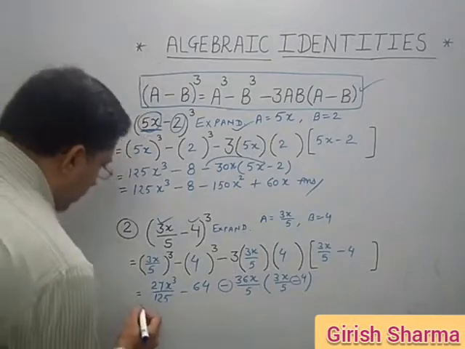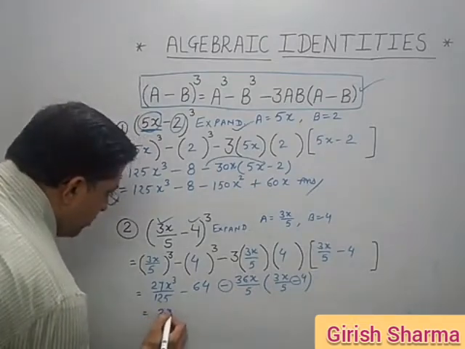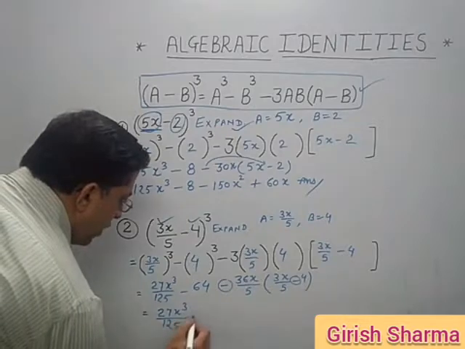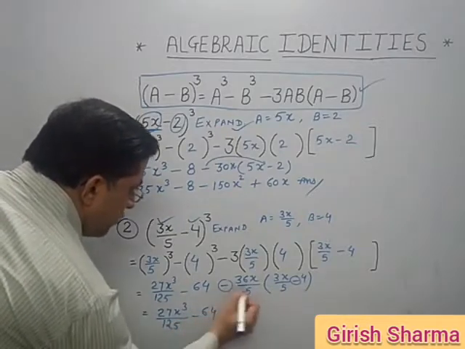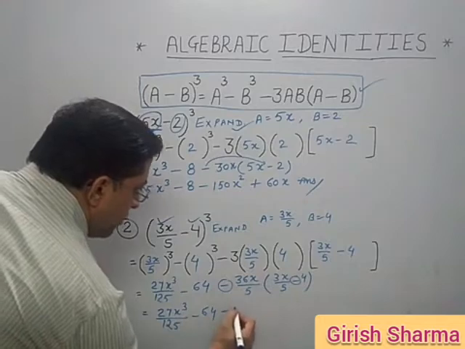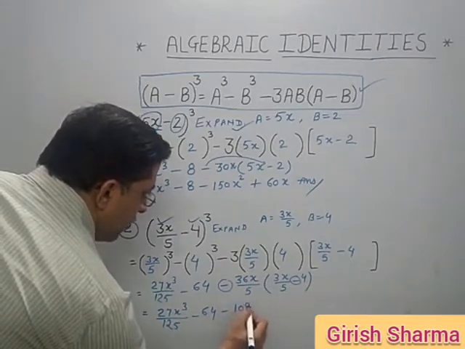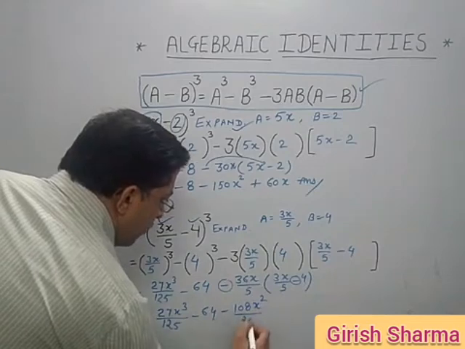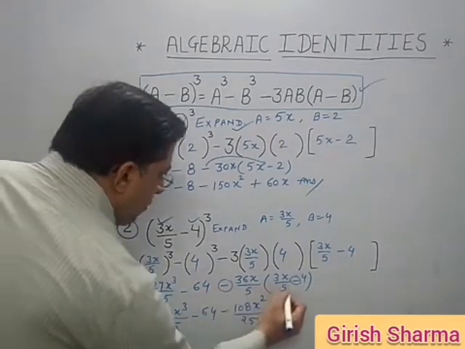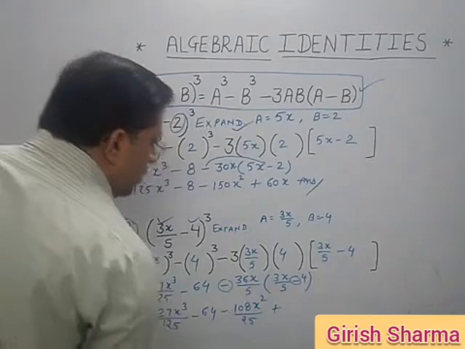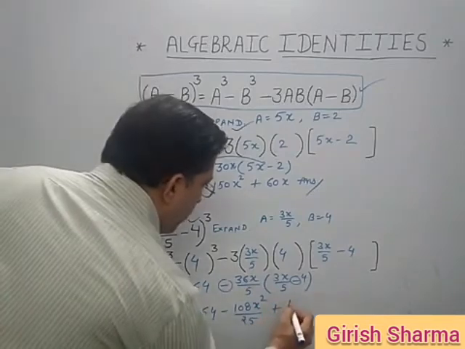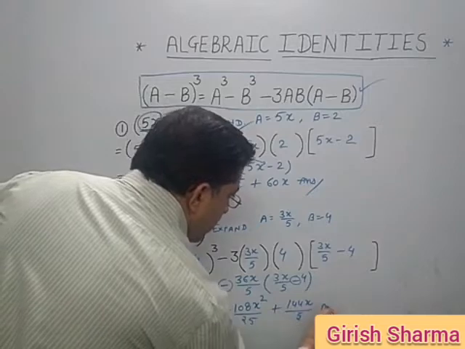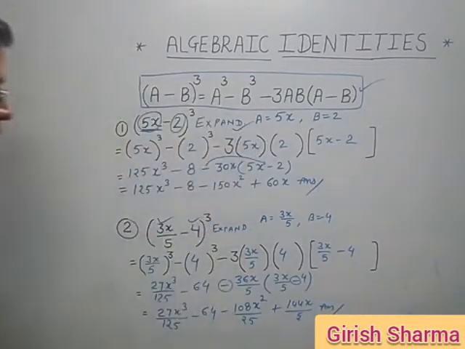Now come on. This is 27x cube upon 125 minus 64. 36 threes are 108. X into x is x square. 5 into 5 is 25. Minus minus plus. 36 fours are 144. X upon 5. This is your answer. Come on to the next question.